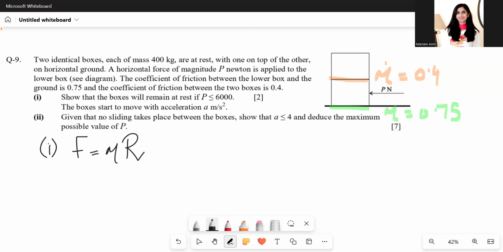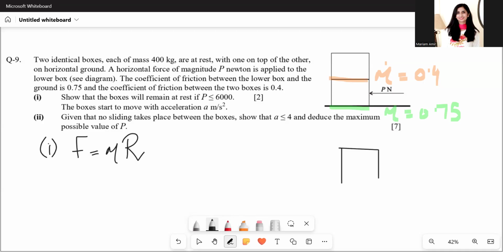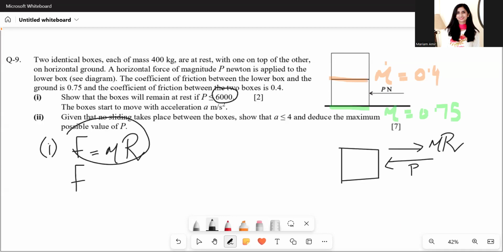And if an object is supposed to move, then the force being applied on it must be bigger than this maximum friction mu R. So we'll find the value of mu R and we'll probably see that it is equal to 6,000. That is why if the value of P is less than 6,000, the object is not going to move. It will remain at rest. So we're going to find the friction at limiting equilibrium, which is this mu R. And they're saying show that the boxes will stay at rest.